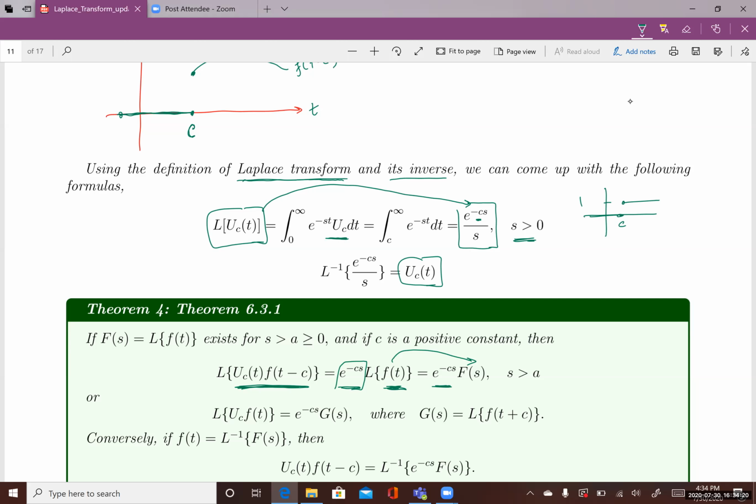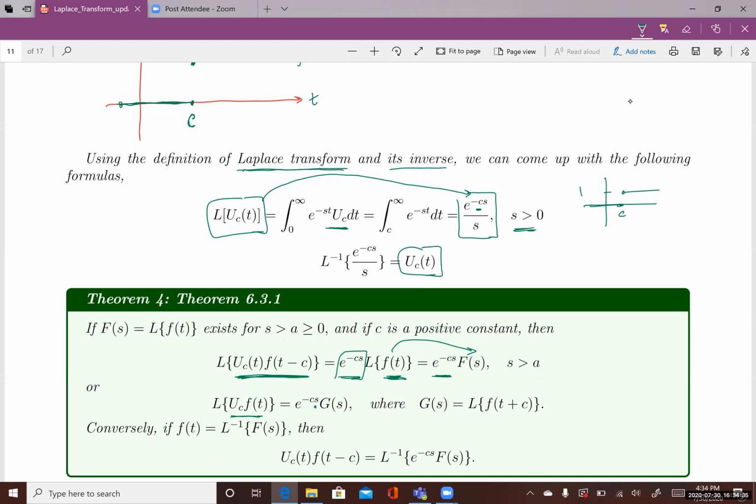Or if you have a unit function u c of t times f of t, then the Laplace transform of this function will equal, again, e to the negative cs multiplied by big G of s, where big G of s is the Laplace transform of f of t plus c. Either form is correct for you to find the Laplace transform of unit functions.